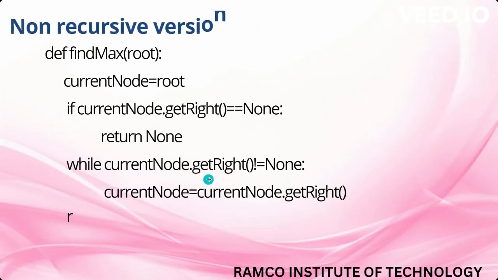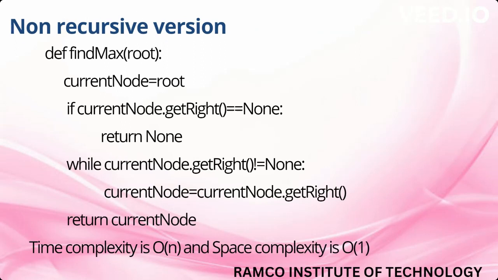This is the non-recursive version of finding the maximum element in the binary search tree. Here we define a function find_max, passing the parameter root. Then we assign the root value to the current node. Then we check the condition: if the current node's right child is None, we return None. Then while current node.get_right, that means the current node's right child is not equal to None, we assign the current node's right child to the current node. Then we return the current node.